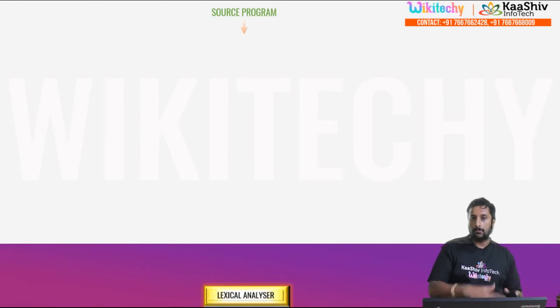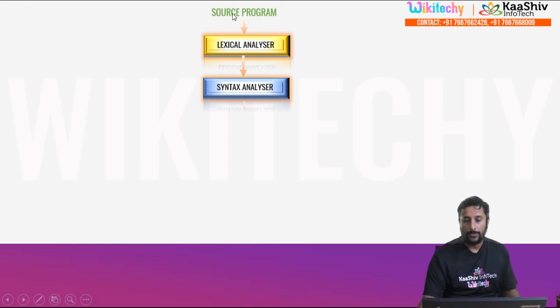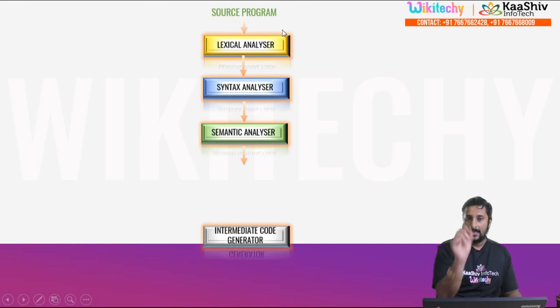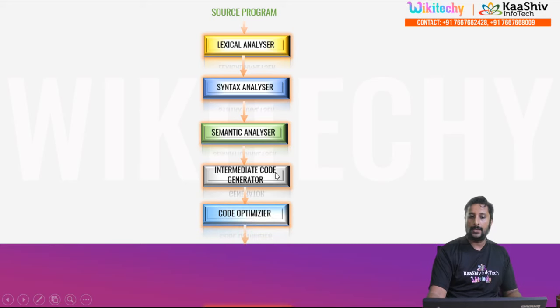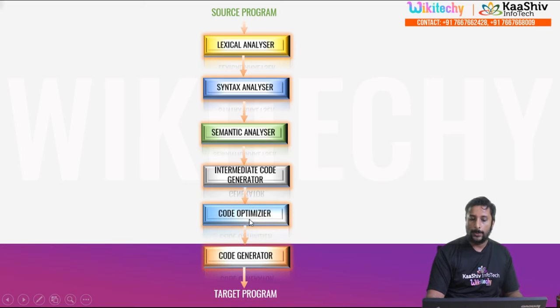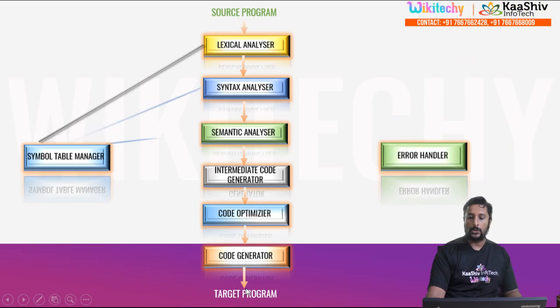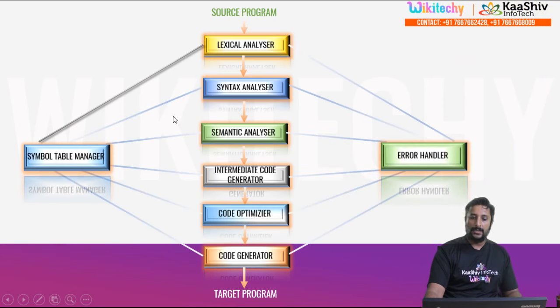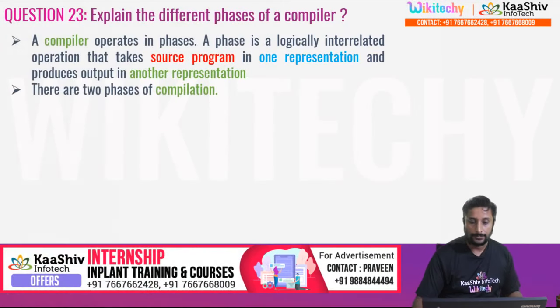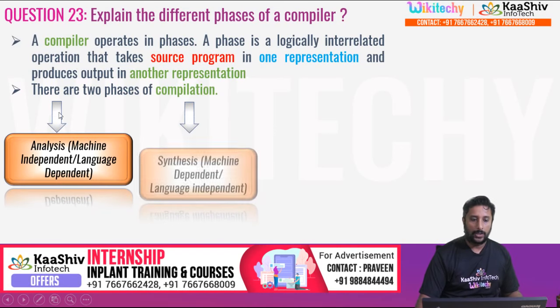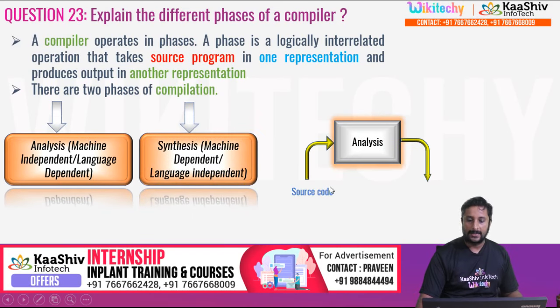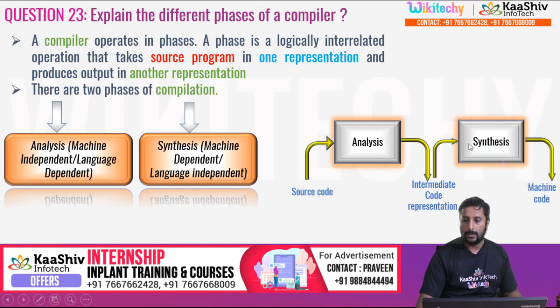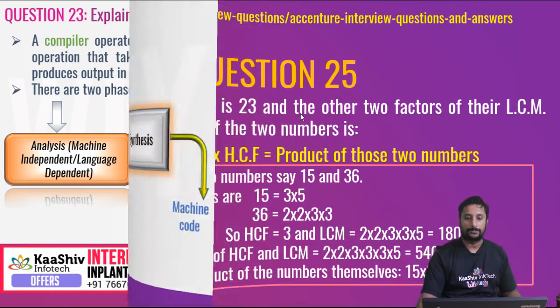To compile the code, you have the source program, then the lexical analyzer, checking the syntax, checking the meaningfulness, intermediate code generation, code optimization, the final code generator, and you get the target program. There is a symbol table manager which stores everything, and if there is any error, the error handler takes care. These are the phases of a compiler. The compiler does analysis and synthesis: source code, analysis, intermediate code, synthesis, and you get your machine code. This is how a compiler works.